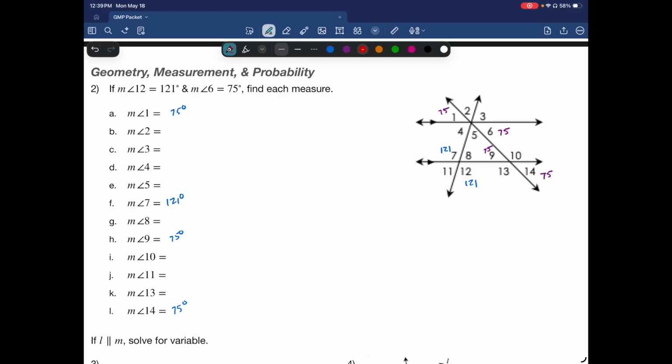So let's do this. So 75 and 10 add up to 180. So 180 minus 75, that's going to be 105. So this is going to be 105, which means 13 is 105. All right, and that's 105. That's pretty much all I know at the moment. So 10 and 13 are 105.